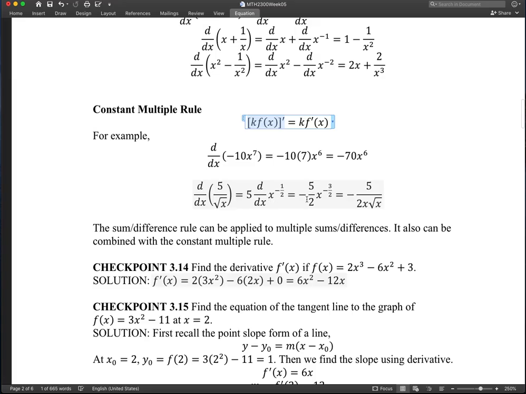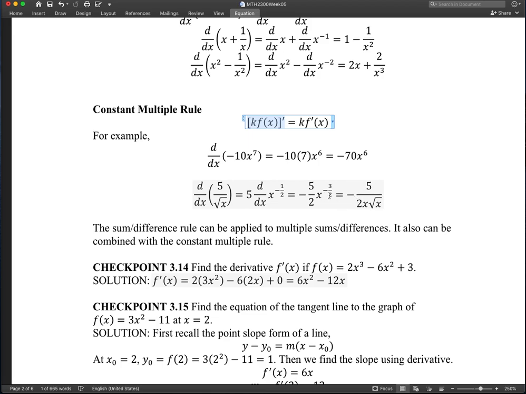The 5 stays. Bring down this negative 1/2. I have 5 combined, negative 5 over 2. Negative 1/2 decreased by 1, so that's negative 3/2. Negative 3/2, right? And so negative 5 over 2 stays.